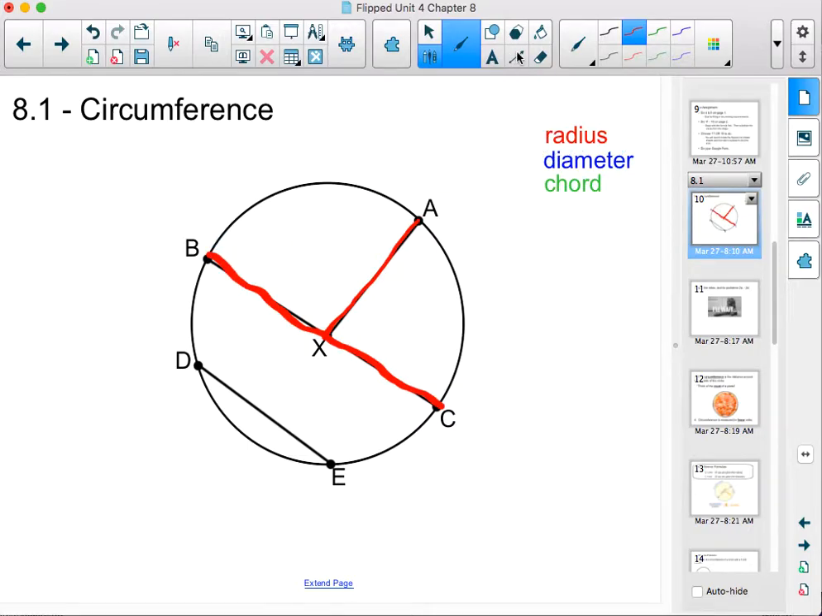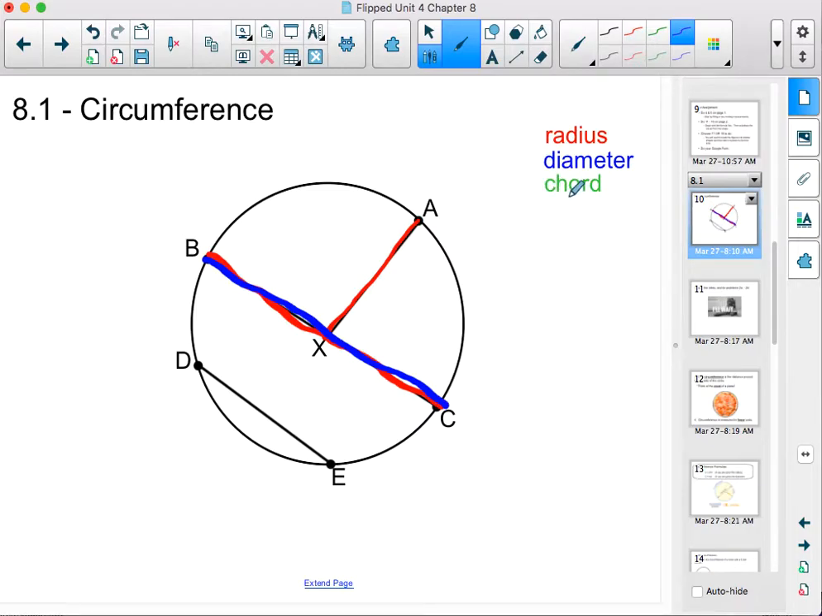A diameter is a little different from a radius. A diameter is a line segment that starts at the edge of the circle, passes through the center, and ends at the other edge of the circle. Kind of cuts the circle right in half.